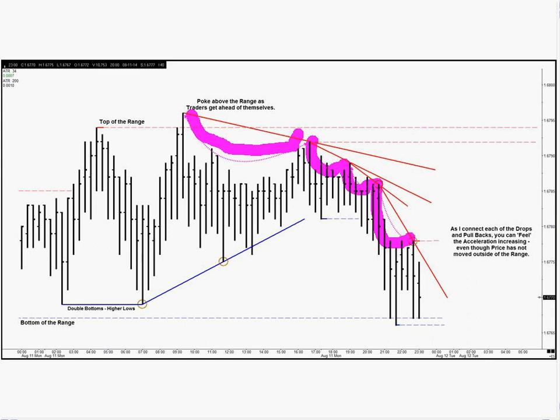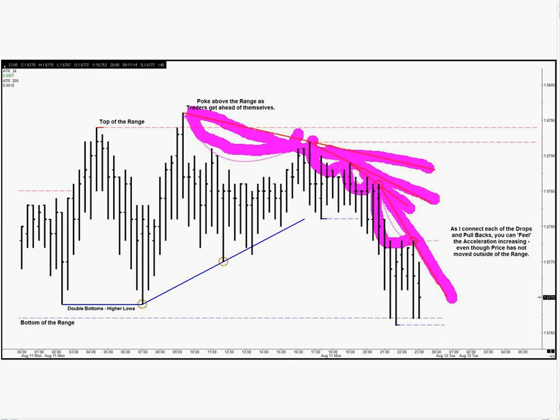if we pretend this is the pirate coming out of the feeder screen, he's moving faster and faster closer to you. See it, you can see it accelerating. Look at it accelerating. But we're still in the range.